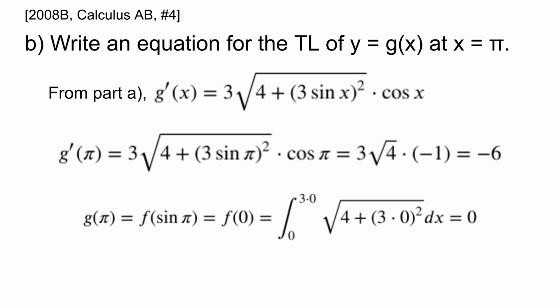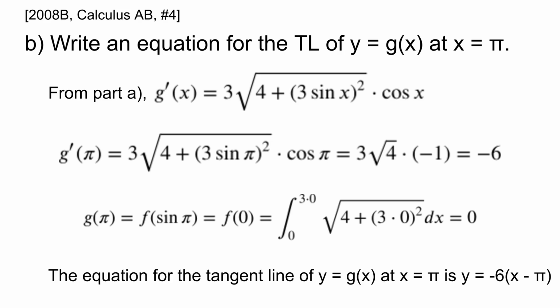And finding g of pi is f of sine pi, which is f of 0, which is the integral from 0 to 3 times 0 of square root of 4 plus 3 times 0 squared dx. And since that integral evaluates to 0, the equation for the tangent line of y equals g of x when x is equal to pi is y equals negative 6 times the quantity x minus pi.